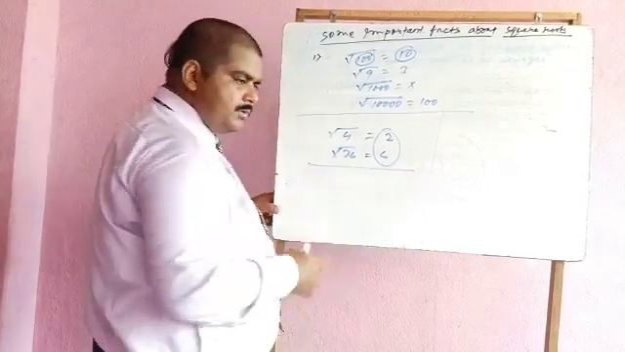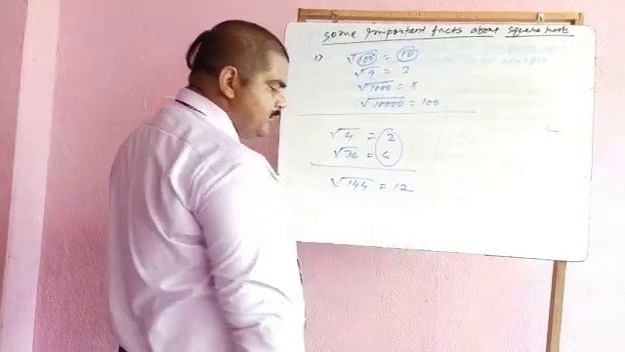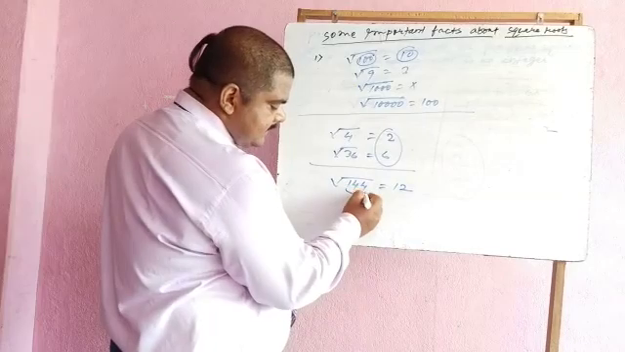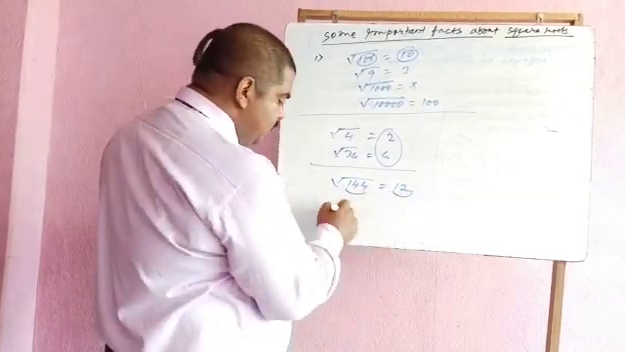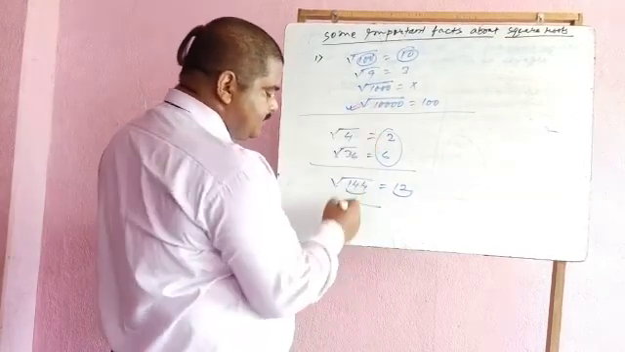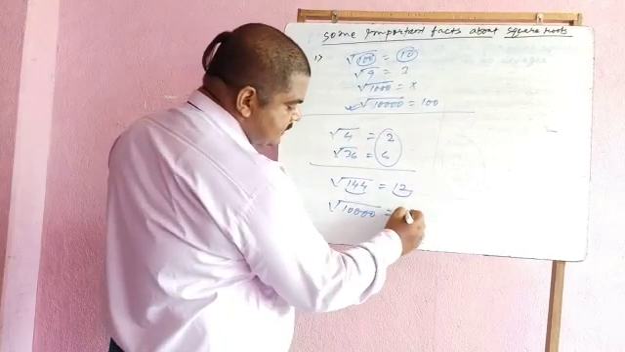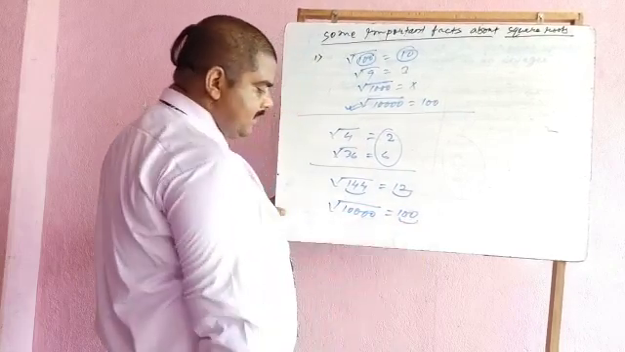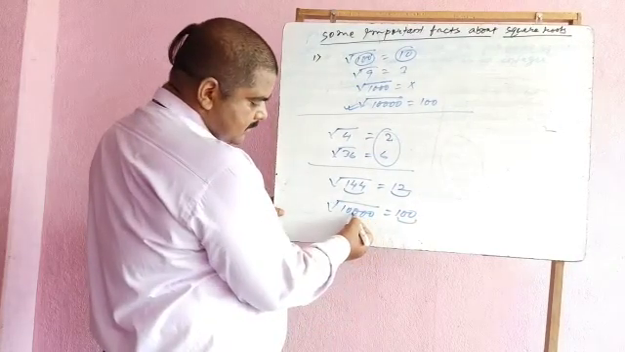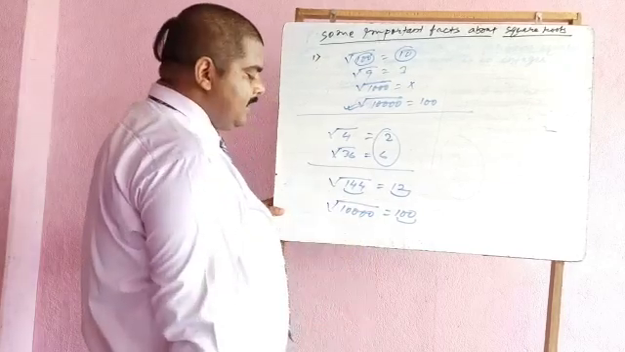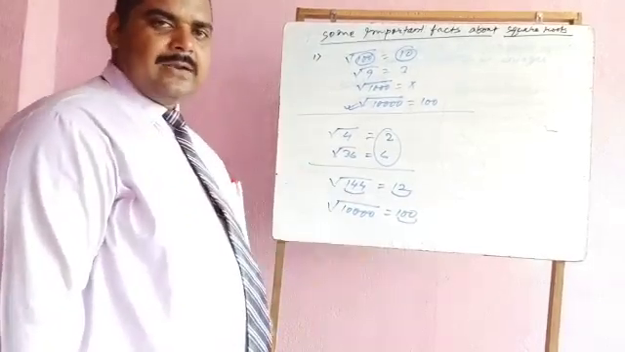In case of 3 or 4 digits, suppose 144, its square root is 12, so it contains 3 digits but its square root contains only 2 digits. For 5 digits, I have taken the example of 10,000. You can see that its square root is 100, which contains 3 digits, and 10,000 has 1, 2, 3, 4, 5 digits. So a 5-digit number has 3 digits in its square root.